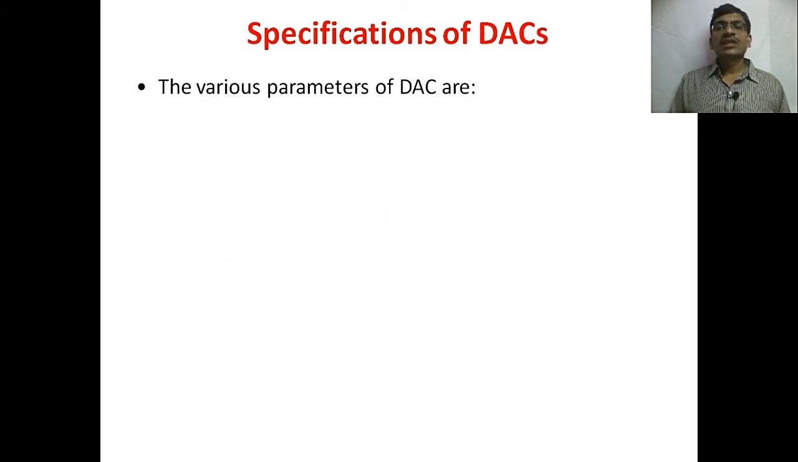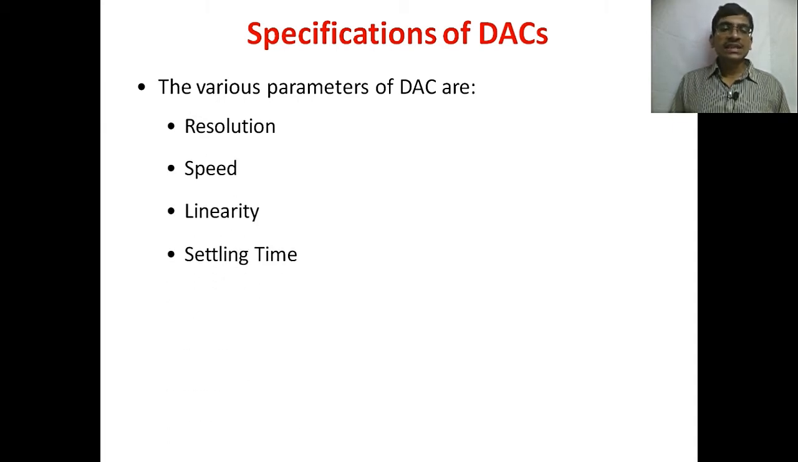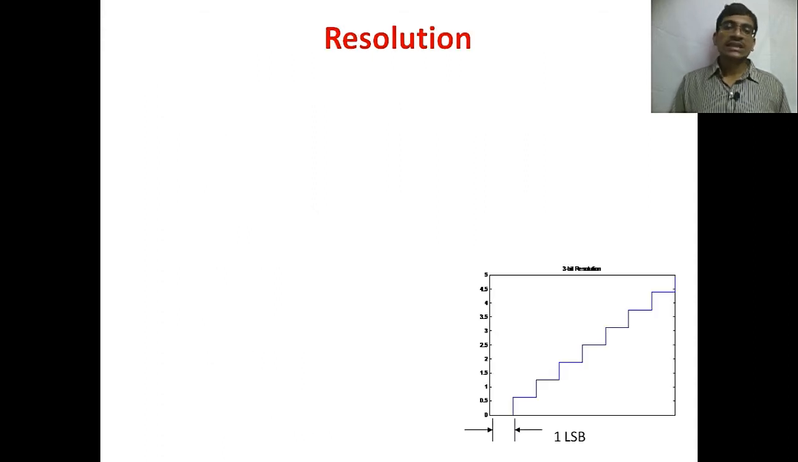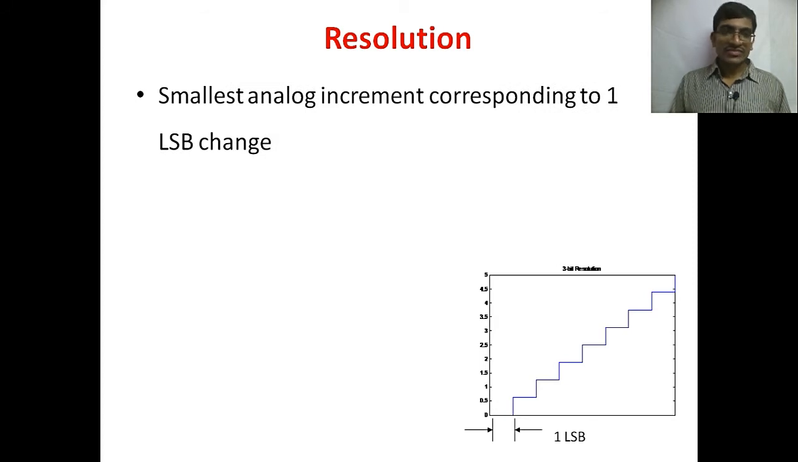Next, we are going to see the specifications of the digital to analog converters. The various parameters of a digital to analog converter are resolution, speed, linearity, settling time, accuracy, conversion time, monotonicity, stability, and the errors. These are all the different specifications of the digital to analog converter that we are going to discuss in this class. So let us see the resolution first.